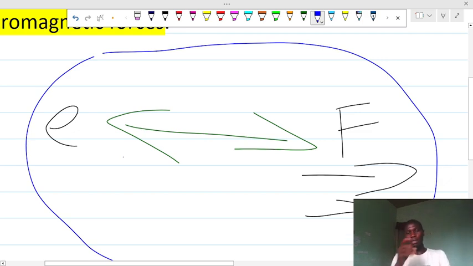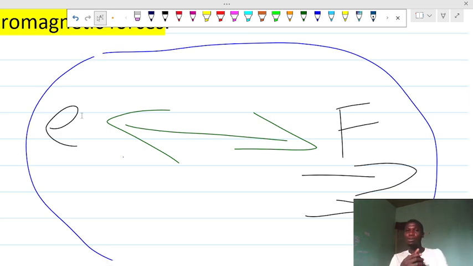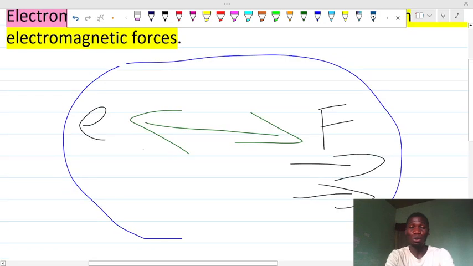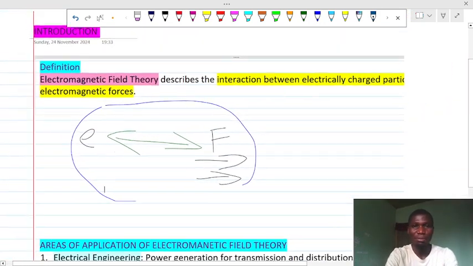Note that these are electrically charged particles, but particles in general have two things: they have magnitude and they have direction. From physics, once we are talking about having magnitude and direction, that's a vector. In our next video, we'll talk about vectors and vector algebra.